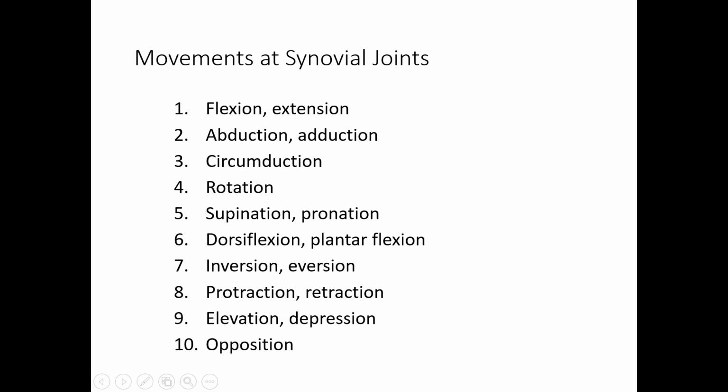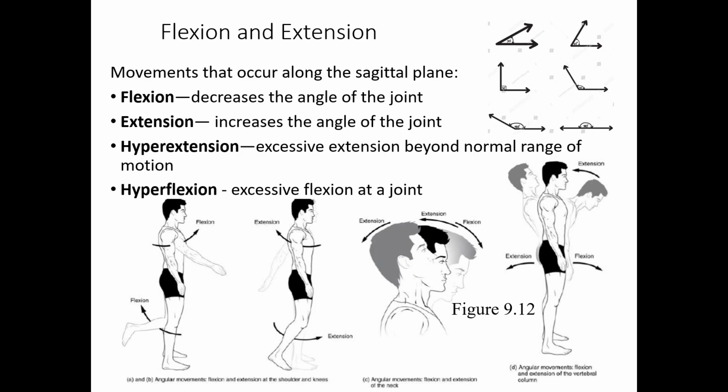Here is a list of movements at synovial joints: flexion, extension, abduction, adduction, circumduction, rotation, supination, pronation, dorsiflexion, plantar flexion, inversion, eversion, protraction, retraction, elevation, depression, and opposition. It looks like a lot, but when you go through them, you will understand that you already know a lot of them, and it's not difficult to memorize.